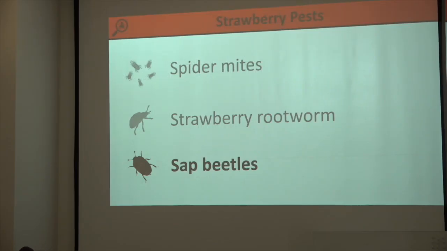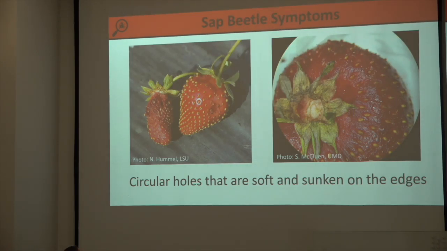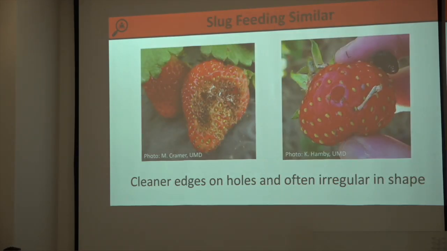Sap beetles are another beetle that is more mobile, and they produce circular holes that are soft and sunken on the edges. You can see here, this is sort of the edge of the hole. You can start to see it shriveling. Same on the edge of this hole. That is in contrast to the cleaner edges that slugs make. With slugs, the flesh is still quite firm around the edge of the hole compared to that last one. Also, this is a nice circular slug hole, but they tend to be more irregular, and you can also see the slime trail there. So that's one of the ways you can distinguish.